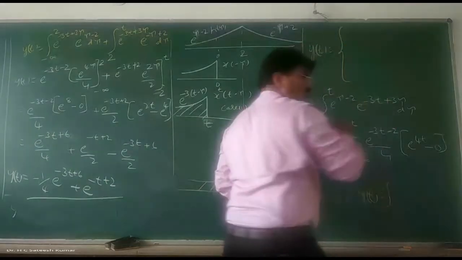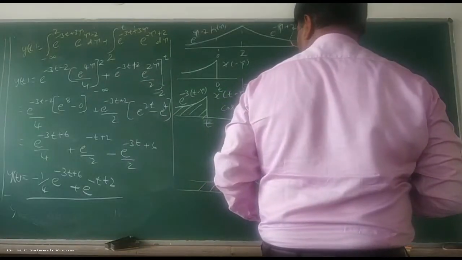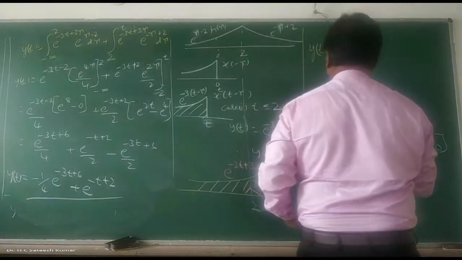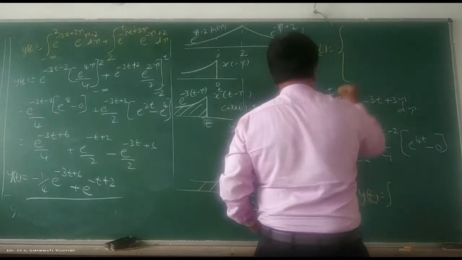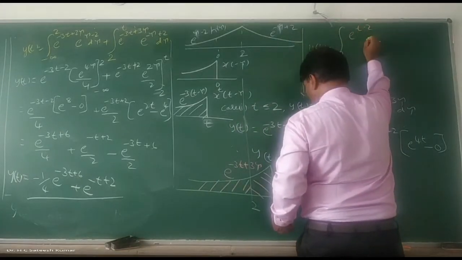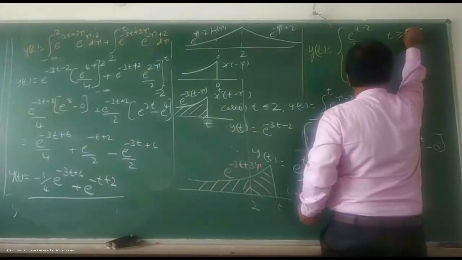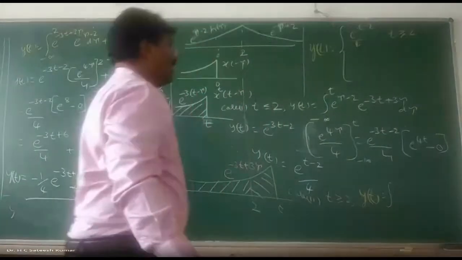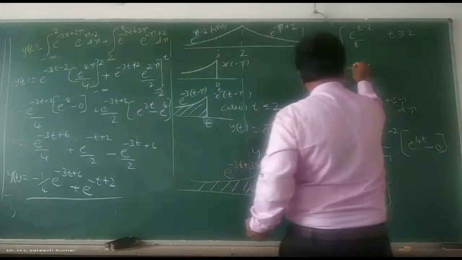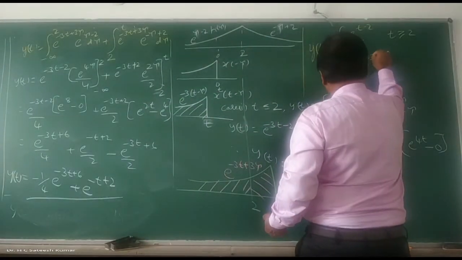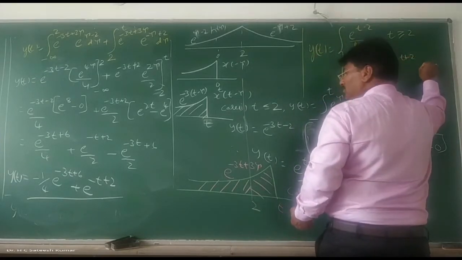y of t is equal to... First part is not 0, sorry. First one is t less than or equal to 2. Its value is equal to e to the power of t minus 2 by 4 for t greater than or equal to 2. And second one is minus 1 by 4 e to the power of minus 3t plus 6 plus e to the power of minus t plus 2 for t.